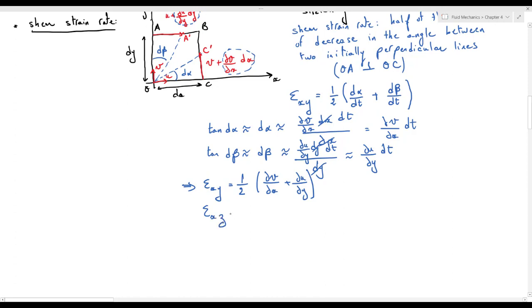So we can repeat the same analysis to obtain epsilon xz. It will be equal to half into del u over del z plus del w over del x. Similarly, for epsilon yz, it will be equal to half into del v over del z plus del w over del y.